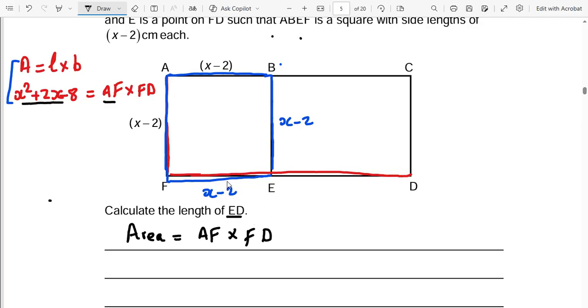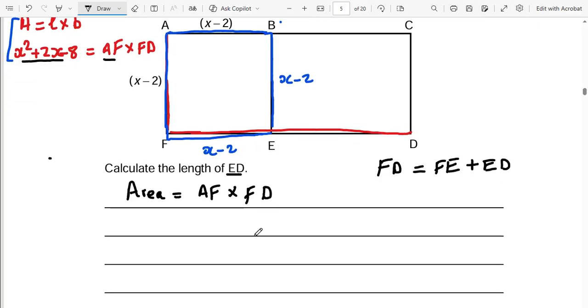So look at this. If we know that FD is equal to the sum of FE plus ED, now we have ED, we can just substitute FD as that. We can substitute and say the area equals AF multiplied by FD, that's FE, we add ED. So you just have to make ED subject of the formula here.